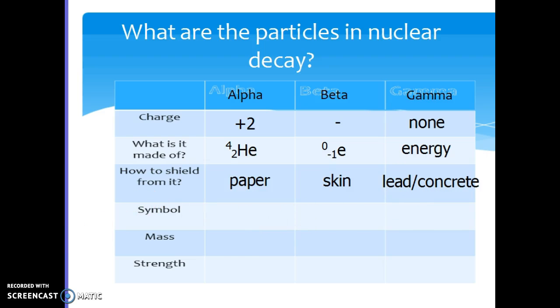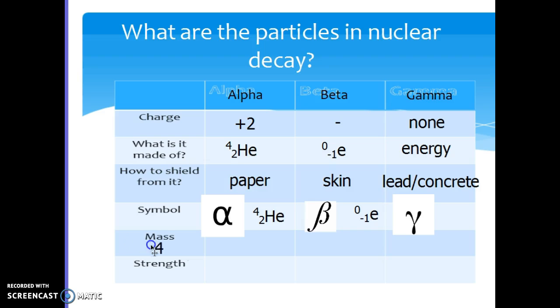Okay, so for the symbol for alpha, there are 2 symbols you need to remember. This is the actual alpha symbol, but remember it also can be listed like this. Beta just looks like a fancy little B. And remember, it is that electron. And then gamma looks like an upside down cancer symbol, or like a fancy Y. And that's the only symbol you need to remember for gamma.